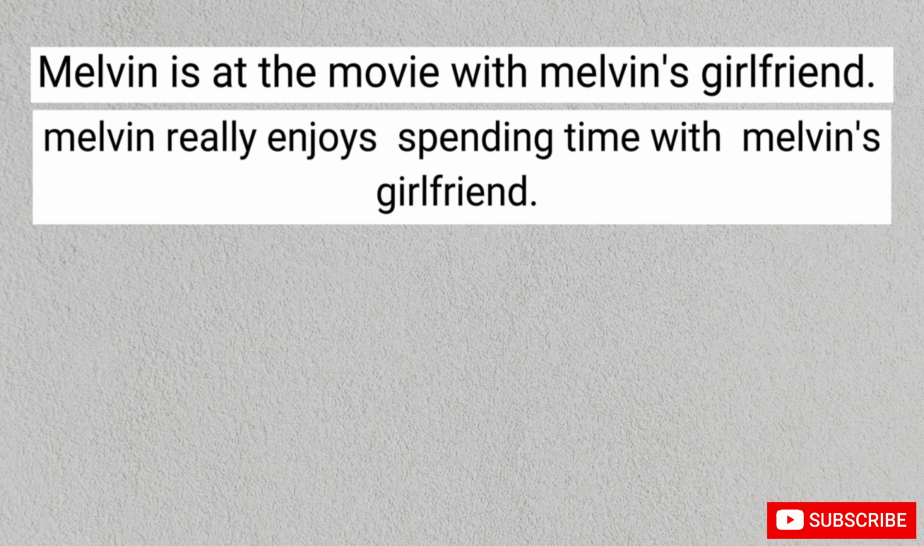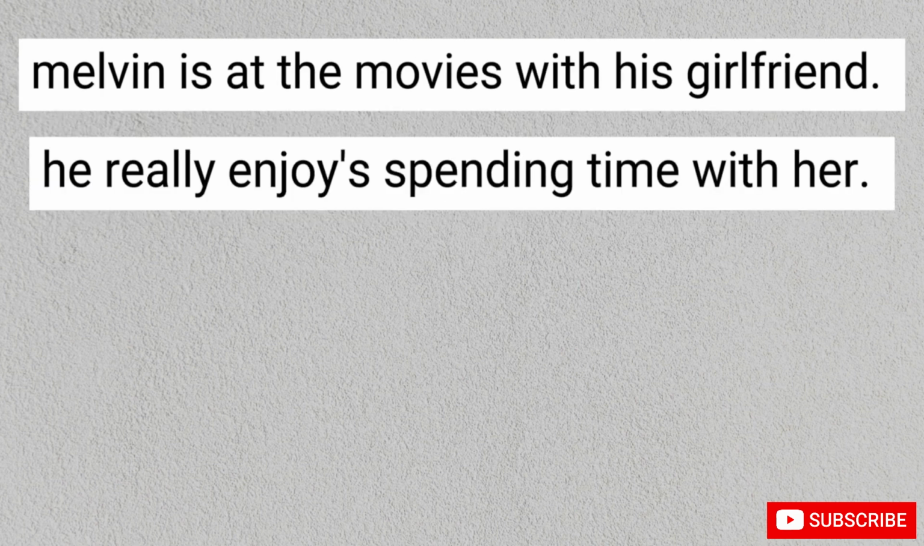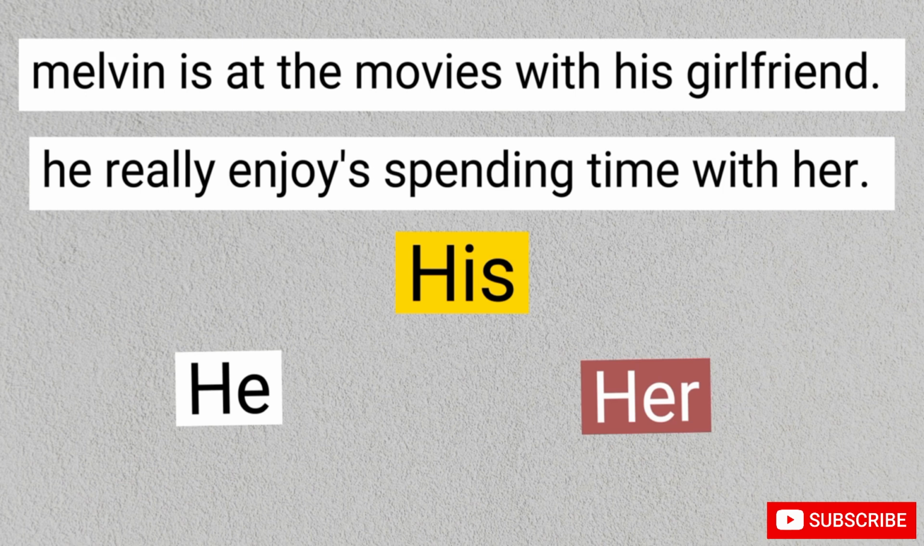Well, the problem is that we keep repeating Melvin and Melvin's girlfriend. And that is very unnatural. We don't talk like that. And to avoid that kind of repetition, we can use pronouns. So we can say, Melvin is at the movies with his girlfriend. He really enjoys spending time with her. There are three pronouns there. His, he, and her. Did you get all of those?